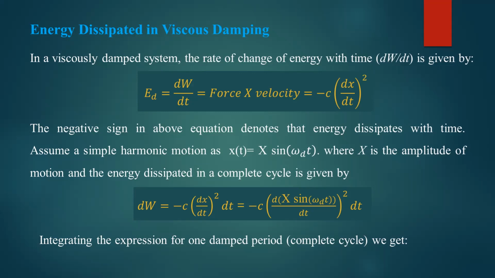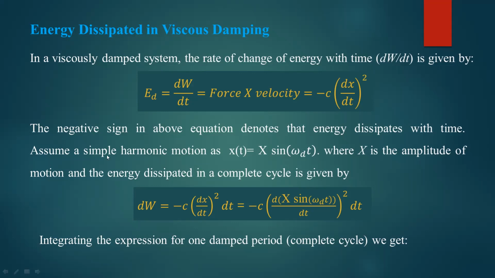For the viscous damping system, the rate of change of energy with time is dW over dt, where W is energy and dt is the time derivative. This equals force times velocity, as we know. So the dissipative force is Cx dot, where x dot means dx over dt, the velocity. So the power is velocity squared times C.